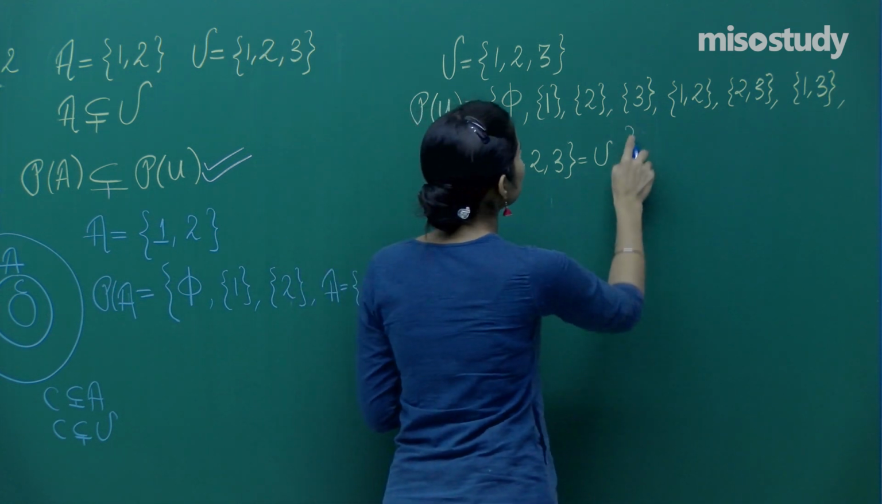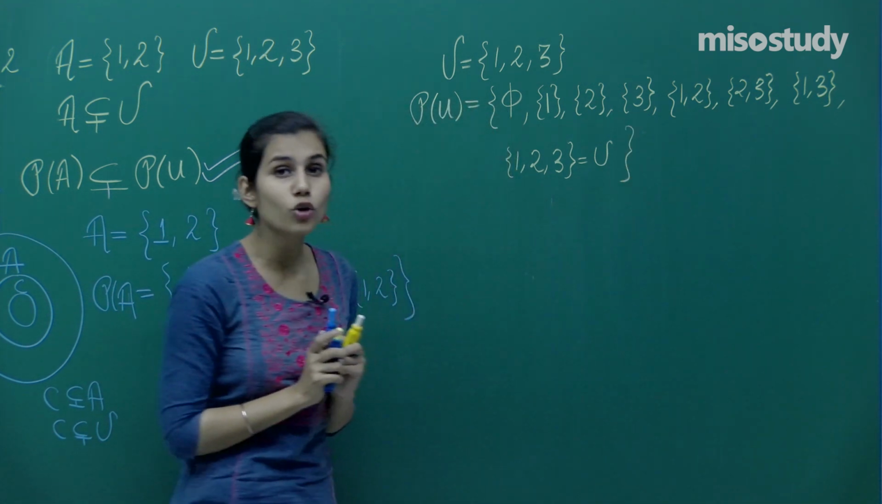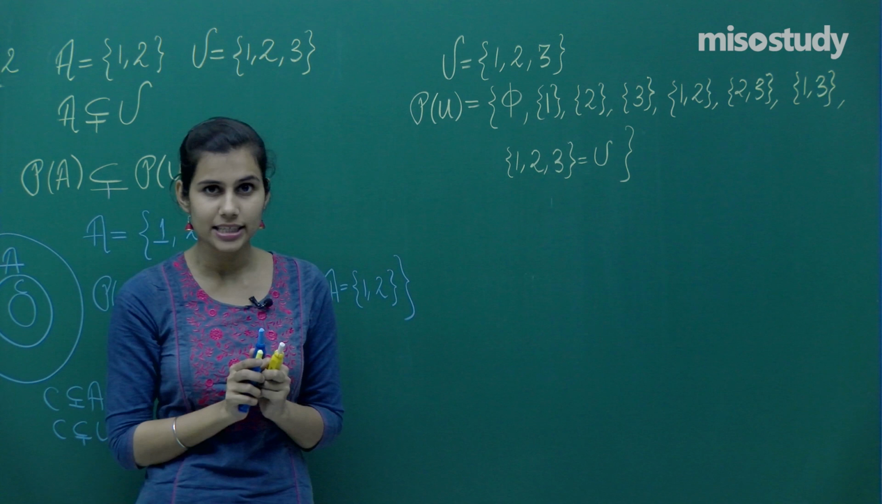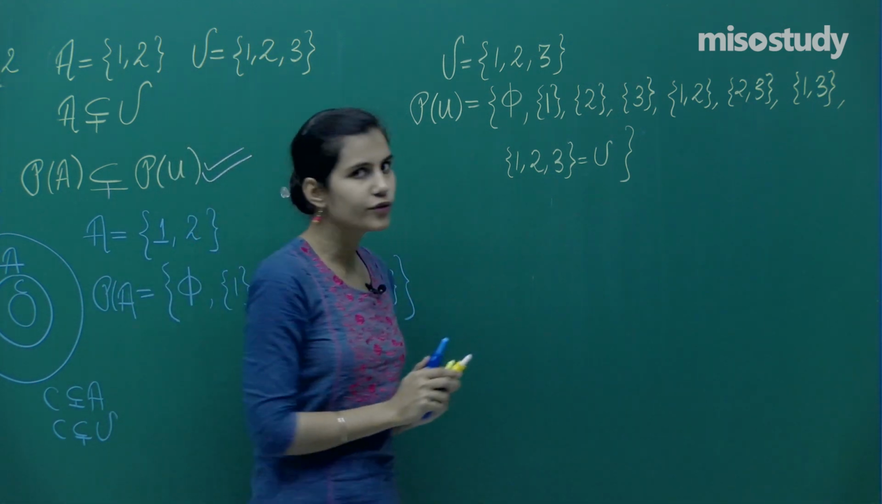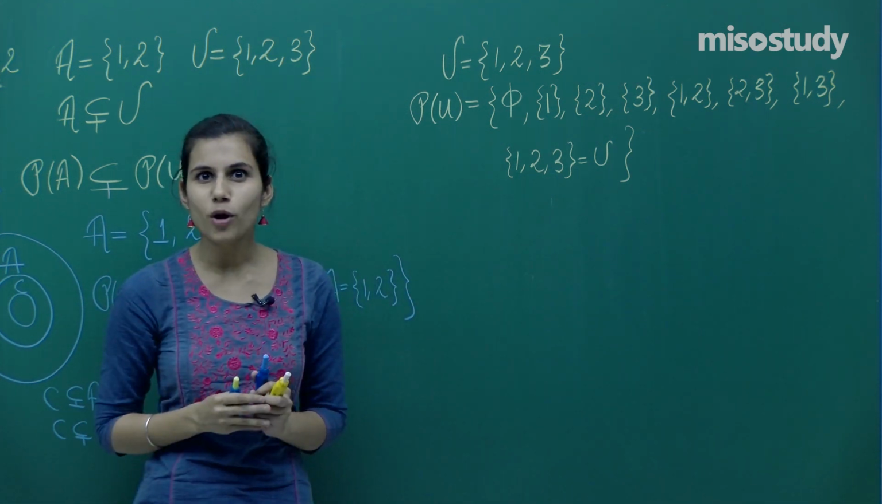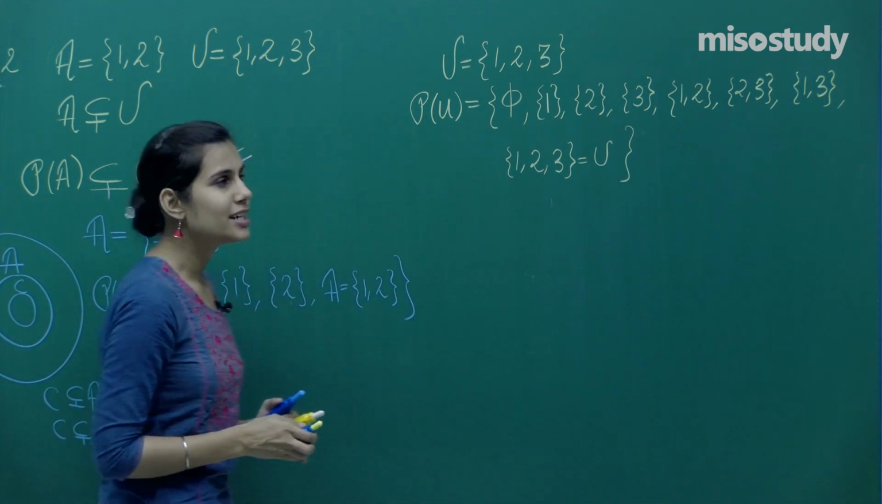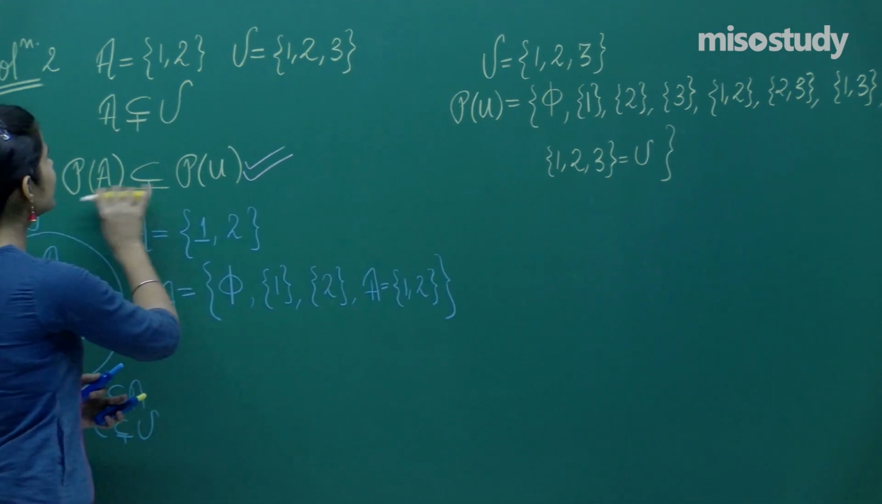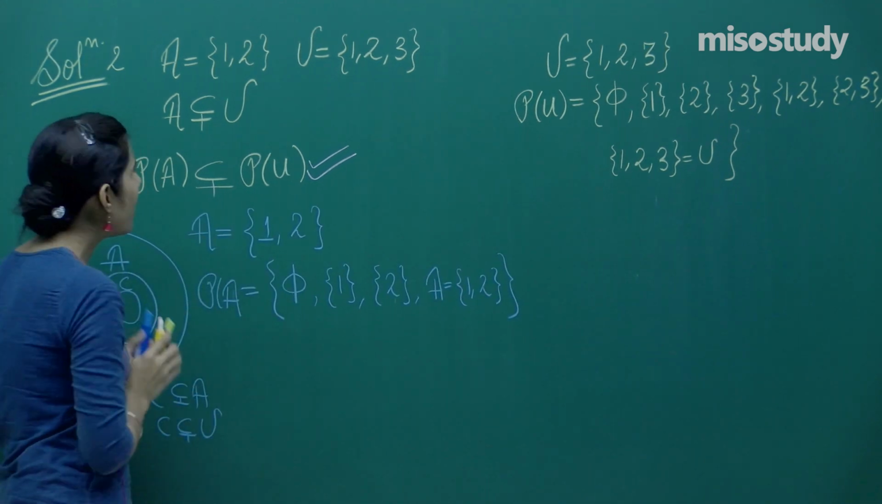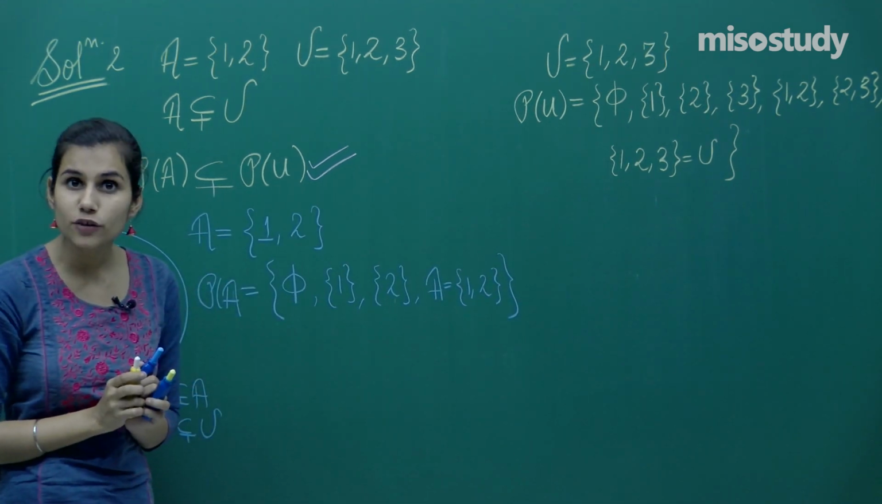This completes the possibilities in which I can borrow members from the universal set, because after this I would have moved on to borrowing 4 members, but U does not have 4 members. Now is the turn to verify this statement. Is power set of A contained in power set of U?